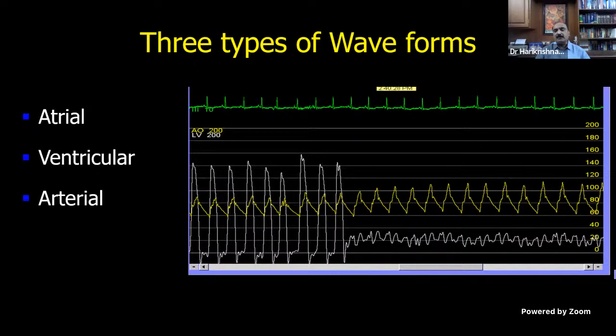So there are three types of waveforms. These are the atrial waveforms, which are left atrial, right atrial, and pulmonary capillary wedge, the ventricular waveforms, and the arterial waveforms. So how do you differentiate between these three? This tracing shows all the three.